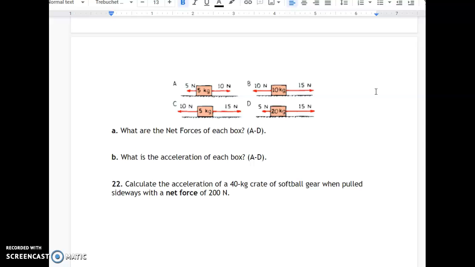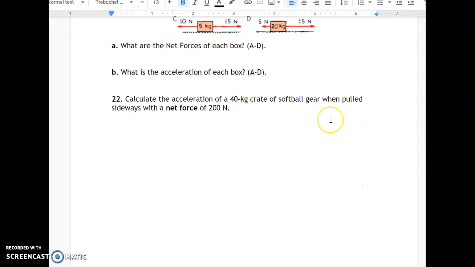What is the acceleration of each box? Well, your acceleration is equal to your net force divided by your mass. So the acceleration for A is 5 newtons divided by 5 kilograms, so it should be 1 meter per second squared. For B, it is 5 newtons divided by 10 kilograms, so 0.5 meters per second squared. For C, you have 5 newtons right, 5 kilograms, so it should be 1 meter per second squared to the right. For D, you have 10 newtons as your net force, and you're dividing it by your 20 kilograms. So again, it should be 1/2, so 0.5 meters per second squared.